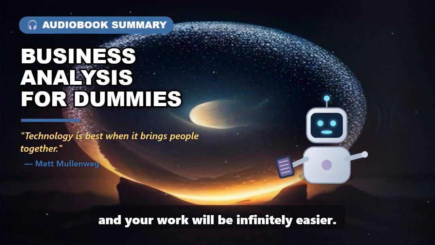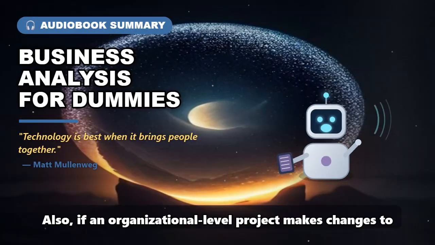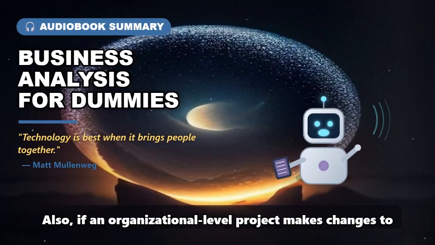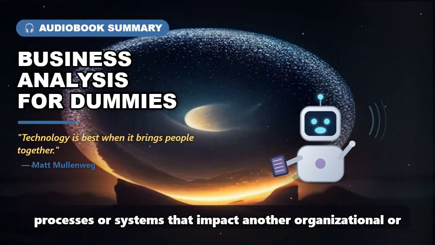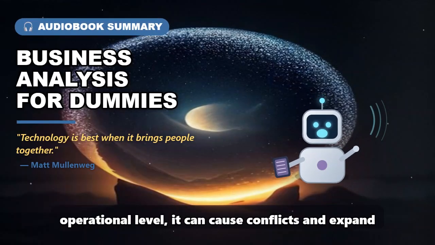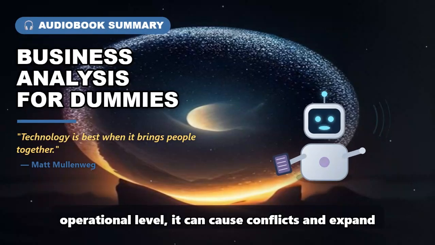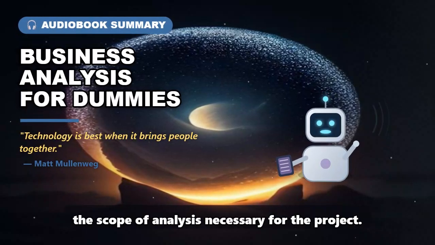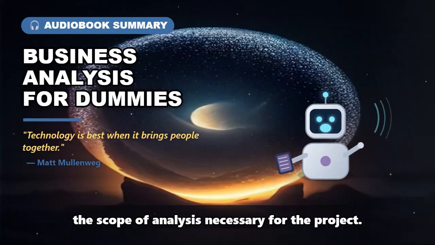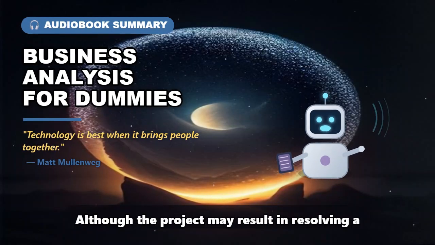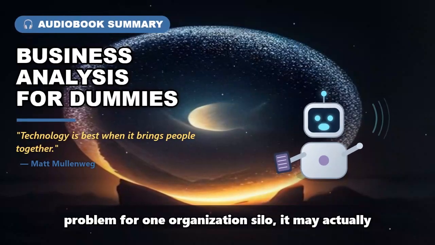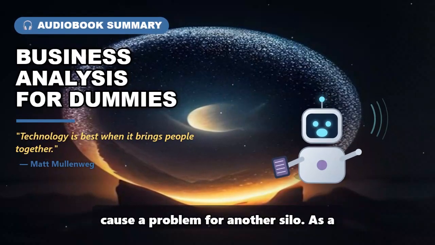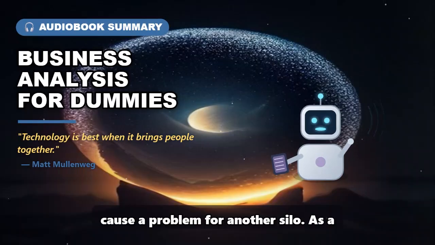Also, if an organizational level project makes changes to processes or systems that impact another organizational or operational level, it can cause conflicts and expand the scope of analysis necessary for the project. Although the project may result in resolving a problem for one organization silo, it may actually cause a problem for another silo.